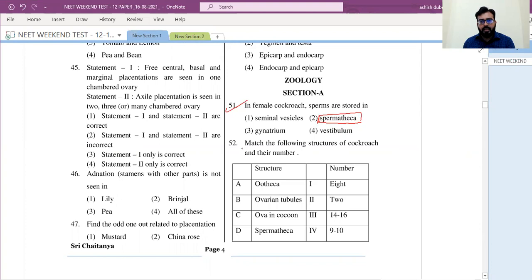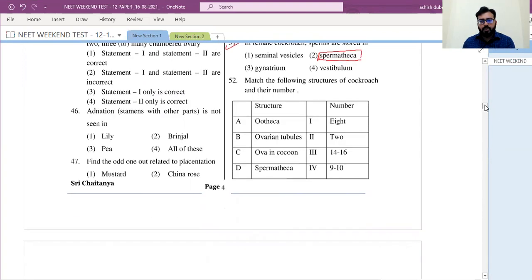Then it is the 52nd question. Match the following structures of cockroach and their number. So if we look at ootheca, ootheca are 9 to 10 in number, while ovarian tubules are 8 in number in each ovary, and spermatheca are paired structures. Just a moment ago we discussed this. Okay, and ova in a cocoon are 14 to 16.